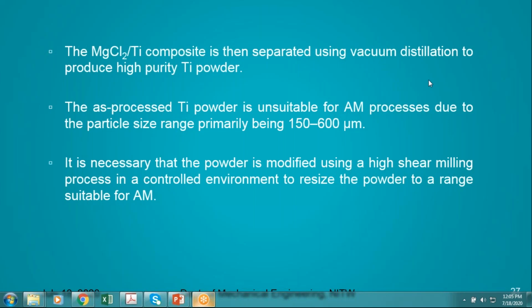titanium powder. But whatever powder is formed in this process is very much unsuitable for the additive manufacturing process. Why? Because it has a very large powder particle size distribution, 150 to 600 micron. That cannot be used for an additive manufacturing process. Only below 150 micron is suitable for additive manufacturing. This means there is a necessity for further modification by a shear milling process or ball milling process, which is going to reduce the size of the powder particles. But the thing is, very high purity titanium powder can be obtained with this type of process, the TIRO process.